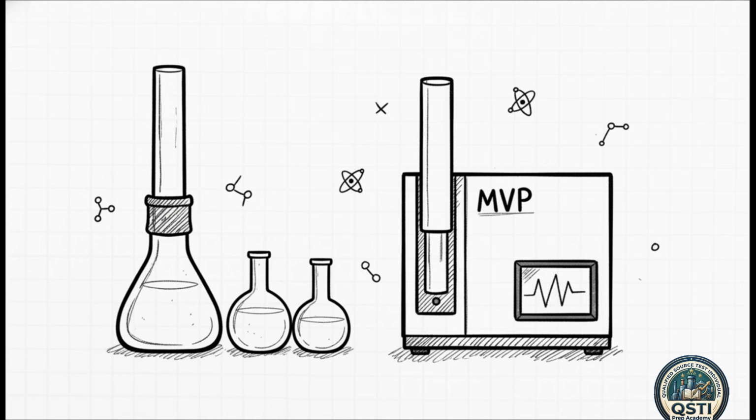We also need a whole array of volumetric flasks for exact dilutions, but the absolute MVP of this entire equipment list, the Ion Chromatograph. This machine is incredible. It's essentially the super sophisticated filter that uses a specialized column and a conductivity detector to physically resolve and measure the exact amount of sulfate ions we separate from the rest of the sample.